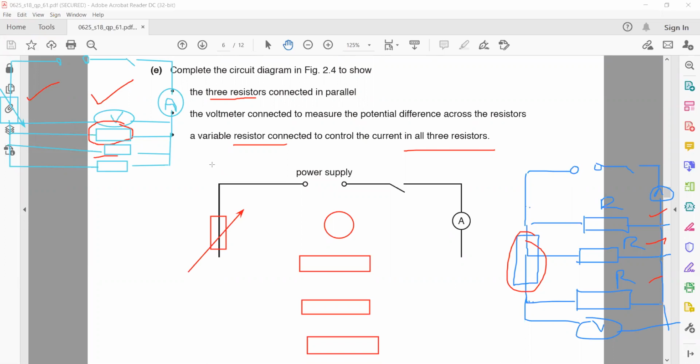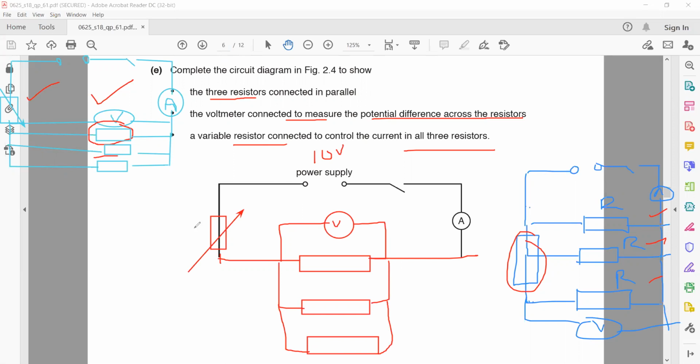The voltmeter we attach here measures the voltage across the resistor. If we connect a voltmeter here, it will measure the voltage across all three resistors, because they are in parallel and have the same voltage. Like if it's a 10 volt supply, 7 volts drop here. The remaining 3 volts will be here, and that is 3 volts across each resistor.